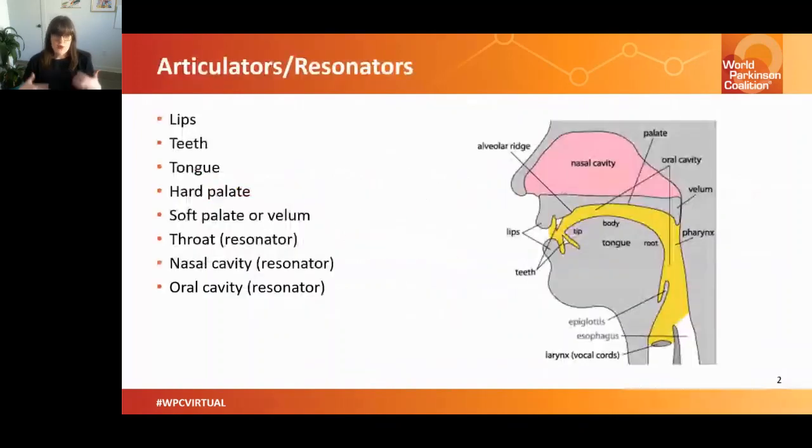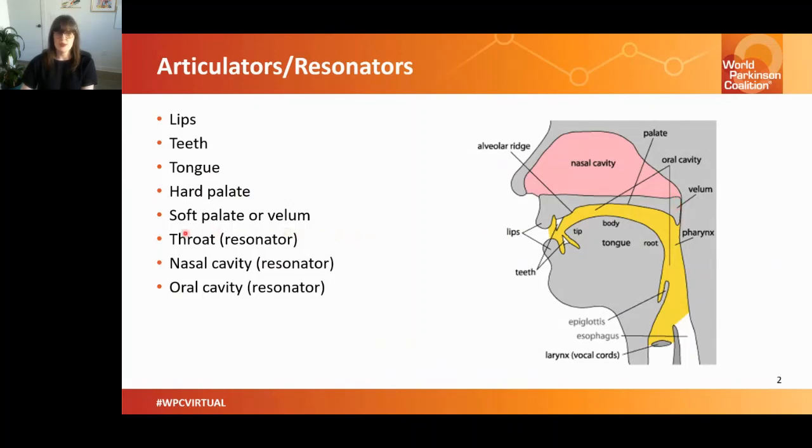We use different articulators or resonators to shape the sound that is created by our larynx, which we talked about in our last meeting, to make the sounds of our language. So we can use our lips and our teeth. We can use multiple different parts of our tongue. We can push our tongue against the hard palate, that bony roof of your mouth. We can move the velum or the soft palate. If you look in your mouth, you can see a little thing dangling. That's part of the soft palate.